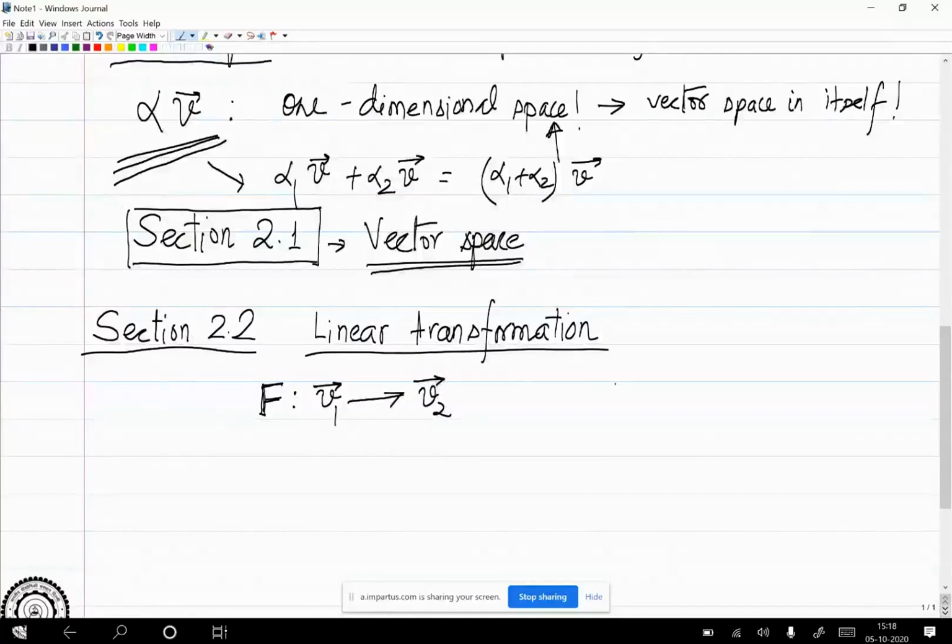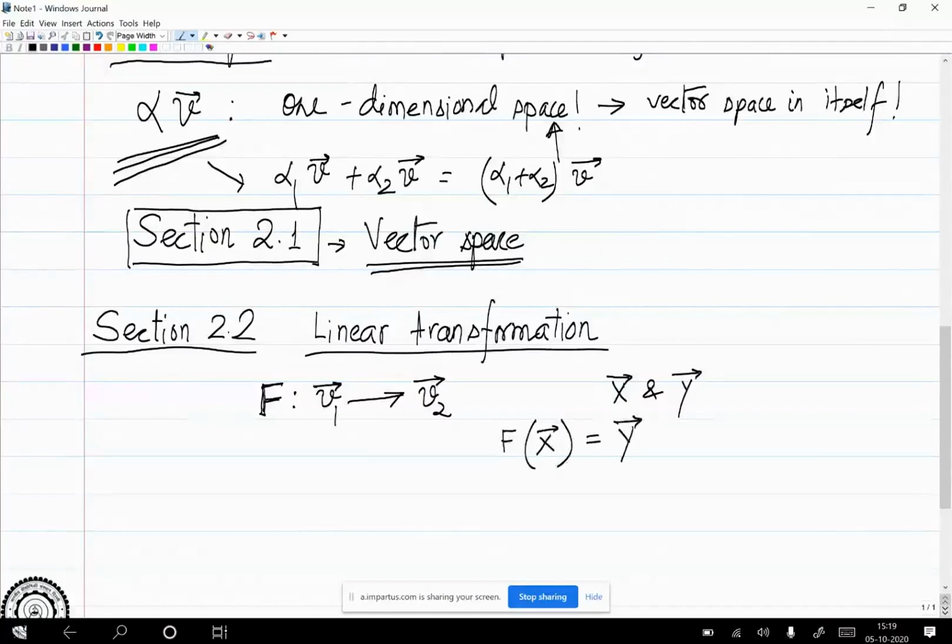Okay, so suppose you have two vectors x and y. Then f of x is equal to y. This is what the meaning of mapping is. So this linear transformation maps a vector x to y. So this is just a transformation. All that it does is it takes a vector and maps it to another vector.